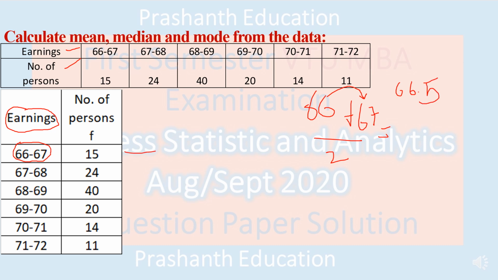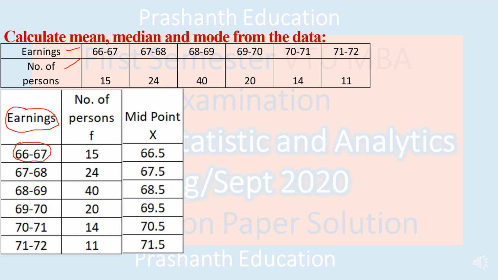Next, don't calculate. Why? Because add 1 to it, it will become 67.5. Again add 1 to this, 68.5. Again add 1 to this, it will become 69.5. Like this we will calculate our middle points. Don't waste time in the exam. You only have 2 hours. Why? Because we need to do case study problems as well. So if you keep on calculating everything, you will not complete it in time.